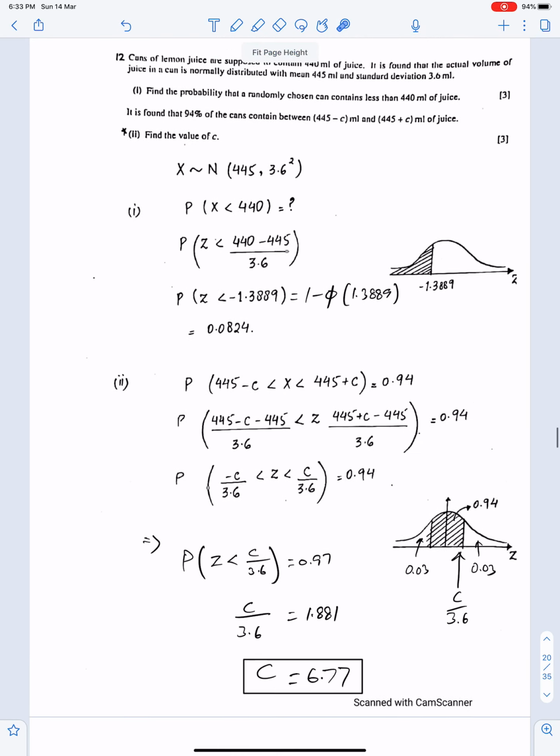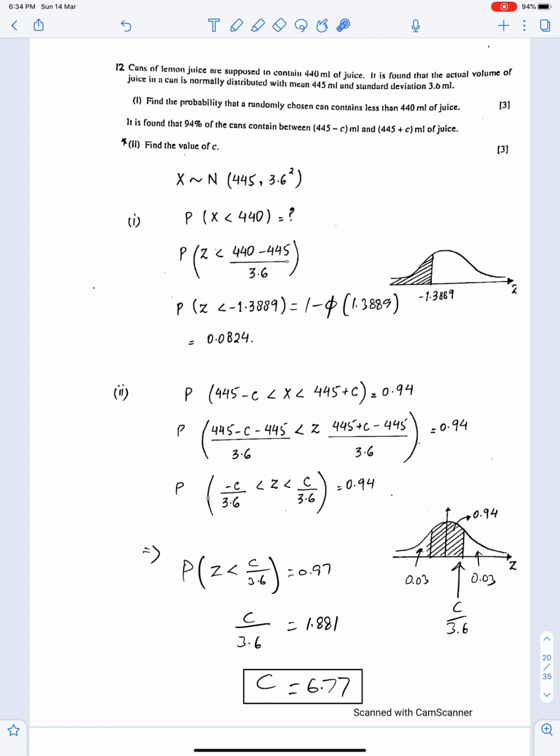You can check the solution. This, less than Z, is 97%. And you all know how to solve this. You need to take phi inverse of this. And then this is the answer for C.